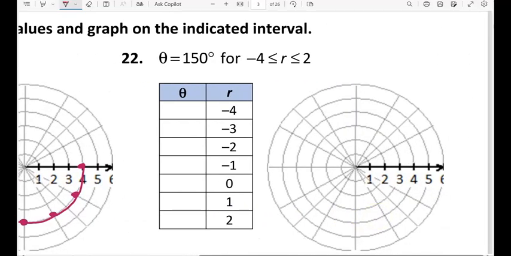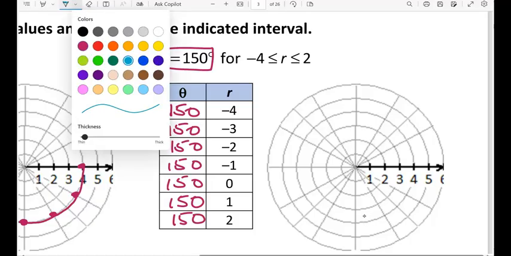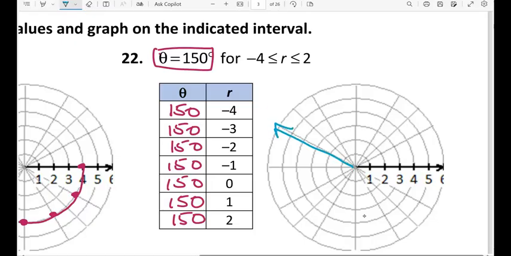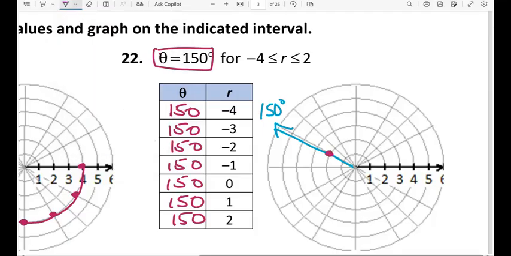In number 22, theta is always 150 for r between negative 4 and 2. So all my theta values will be 150, and the r values will vary from negative 4 all the way to 2. Let's start with 150 degrees and a radius of 2. Here is a 150 degree rotation. And so 2 units out is right there.